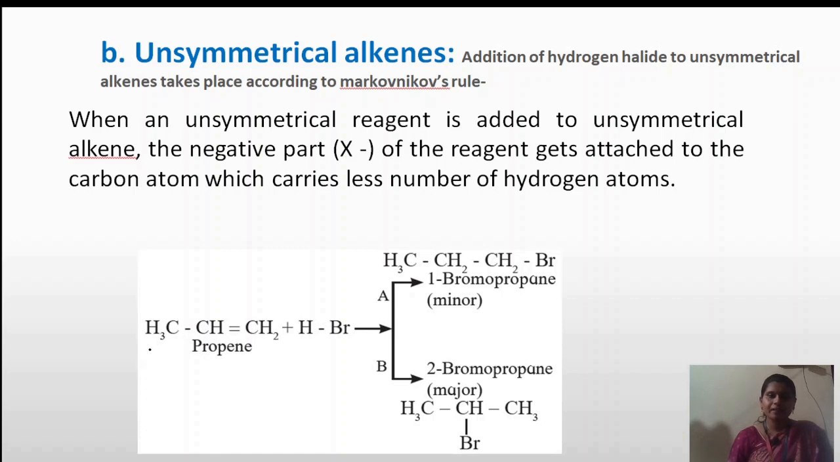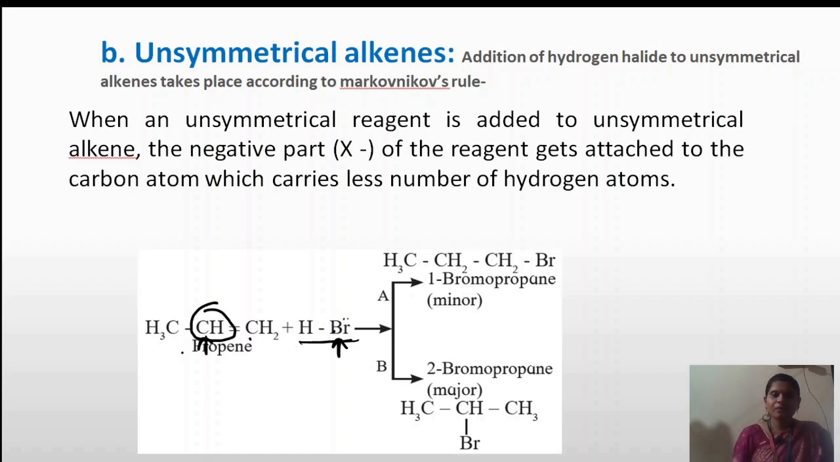Here I take the example CH3CH double bond CH2. It reacts with HBr. Now in this case, which is the negative part of this reagent? Here HBr is the reagent and negative part is bromine. So this bromine gets attached to this carbon because this carbon contains less number of hydrogen atoms, and according to Markovnikov rule addition takes place. So this Br attached to this CH and this hydrogen is attached to this CH2 group.